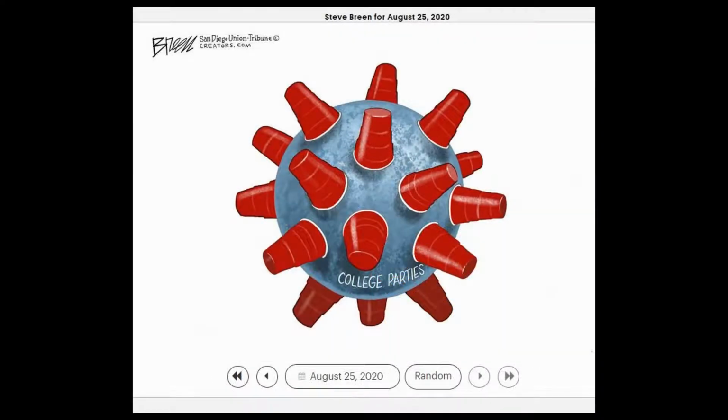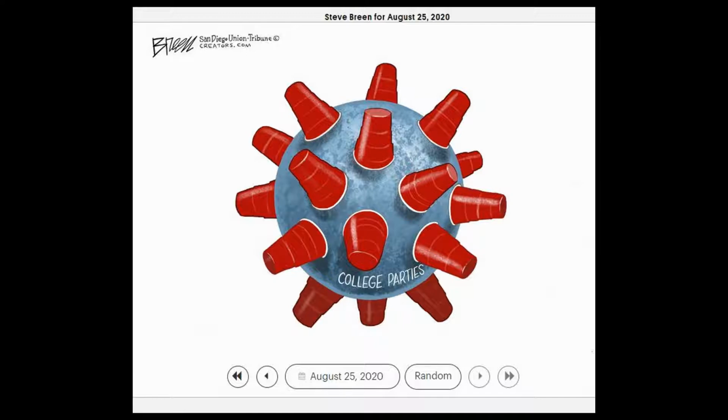Political cartoons aren't necessarily always commenting on politics. Again, like I said, you need to be well versed in current events. In this case, we've got a ball with all these little red Solo cups all over it, and it looks an awful lot like those pictures you see of coronavirus. Coronavirus is very much in the news right now. And here we've got a coronavirus looking thing, only instead of the little spikes that are the hairs of the virus, they're these red Solo cups.